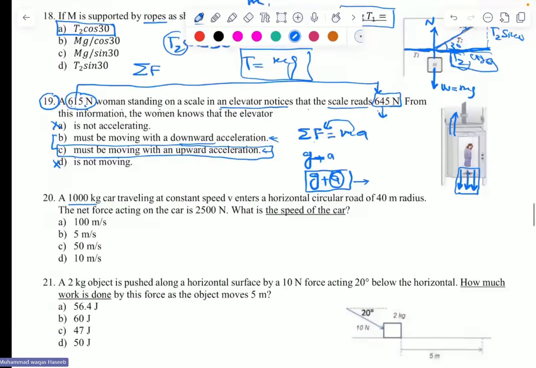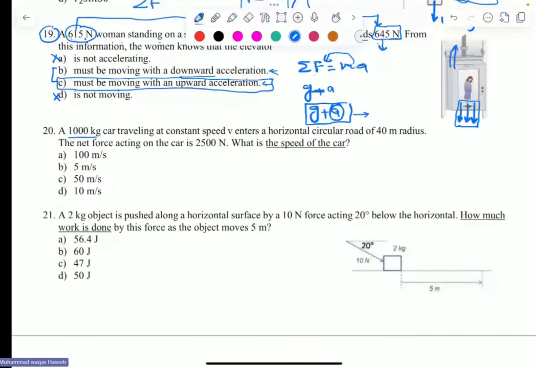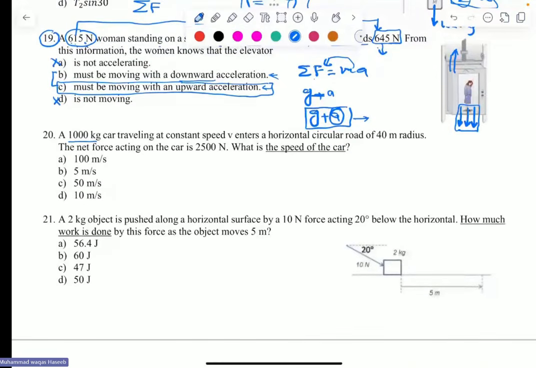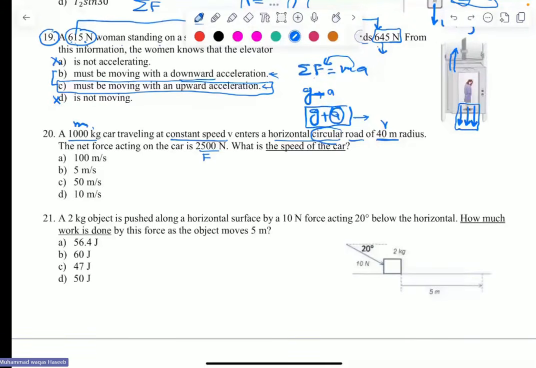Okay. Now moving to the next question, which is rather easy. A 100-kilogram car is traveling at a constant speed v, entering a horizontal circular road of 40-meter radius. So this is your mass, this is your radius, and this is the net force acting on it. So what is the speed of the car traveling on a horizontal circular road? Now the concept of circular motion came, and the force related to the circular motion is the centripetal force, which is mv squared over r.